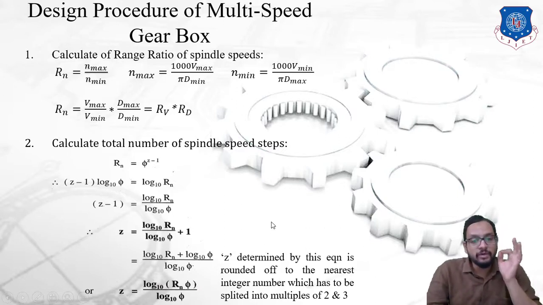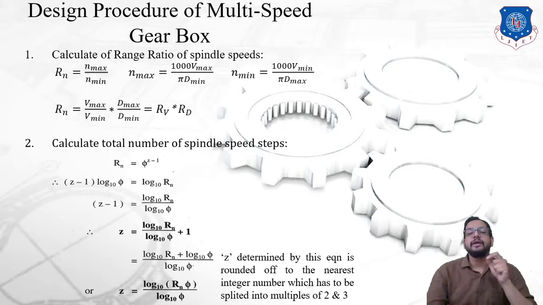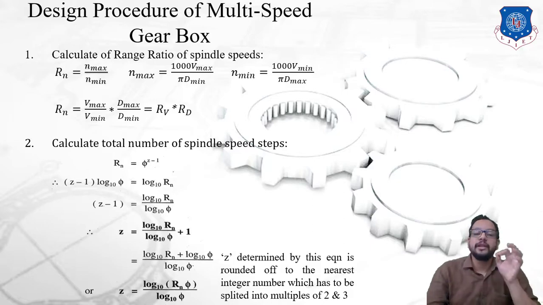Now we need to remember that the Z determined by using this equation is rounded off to the nearest integer number, which has to be split into multiples of 2 and 3. Whatever answer of Z comes, we need to round it off to an integer and also make it in multiples of 2 and 3. Okay, now let us proceed further.